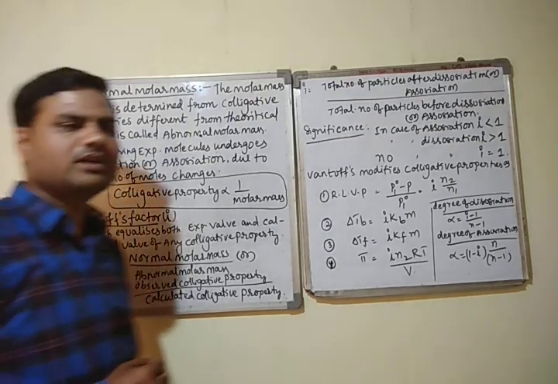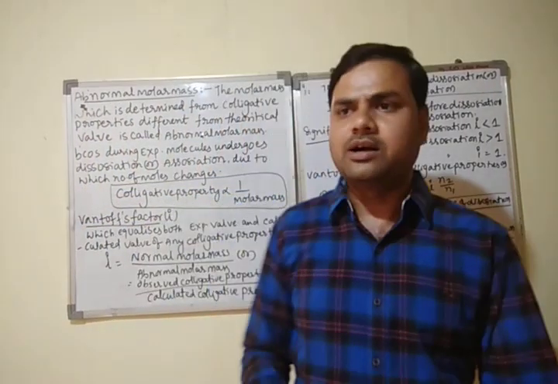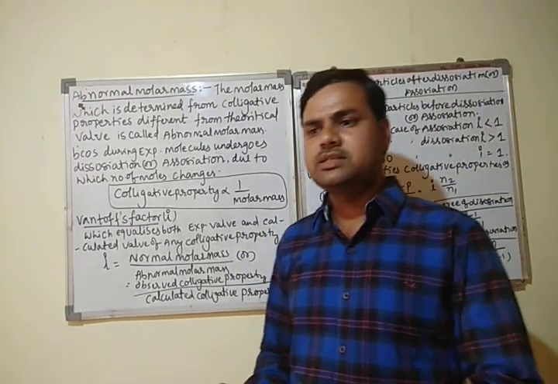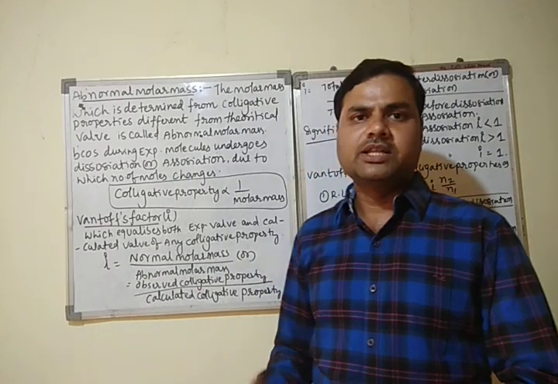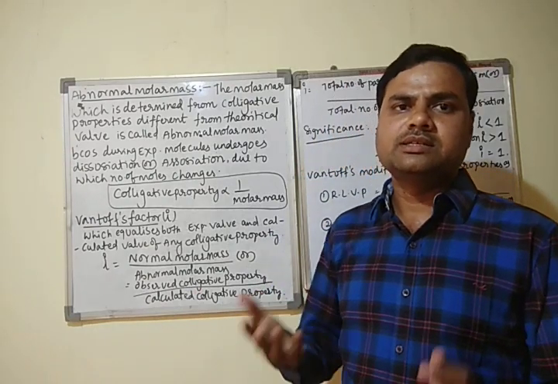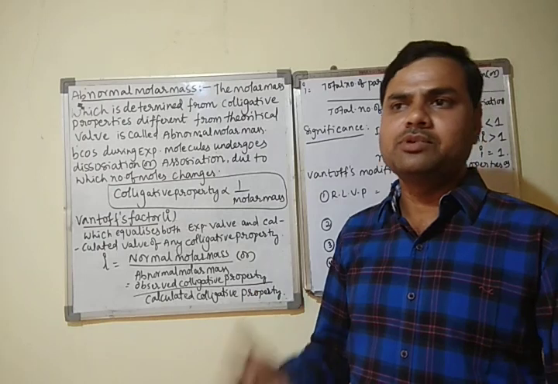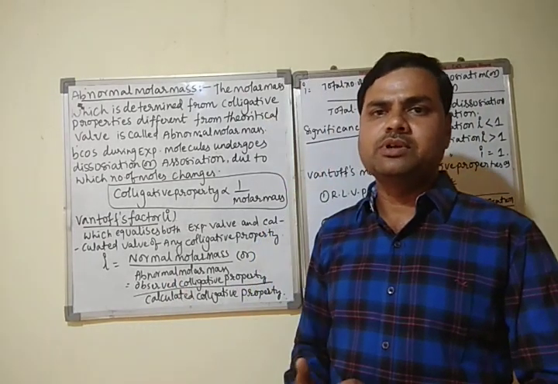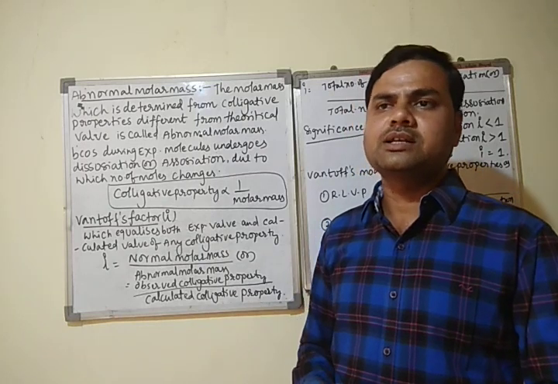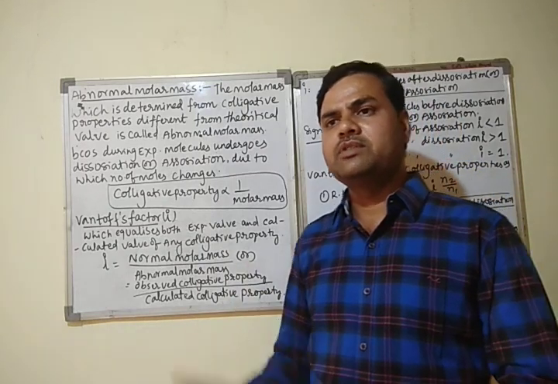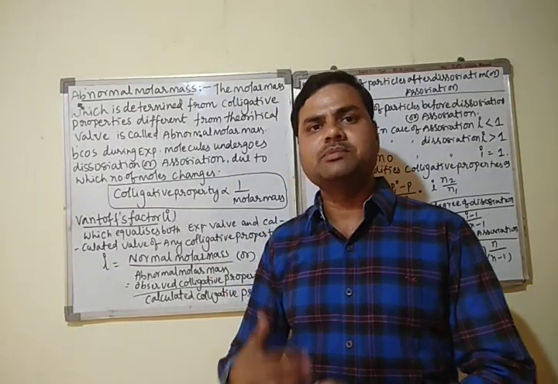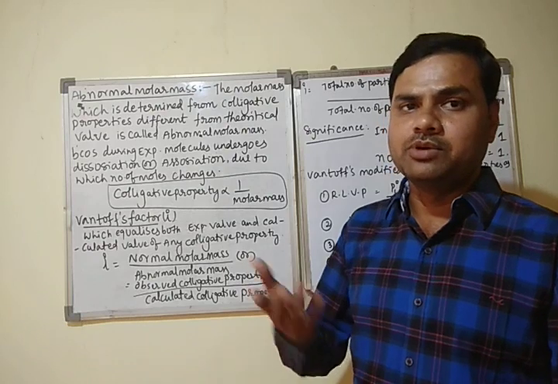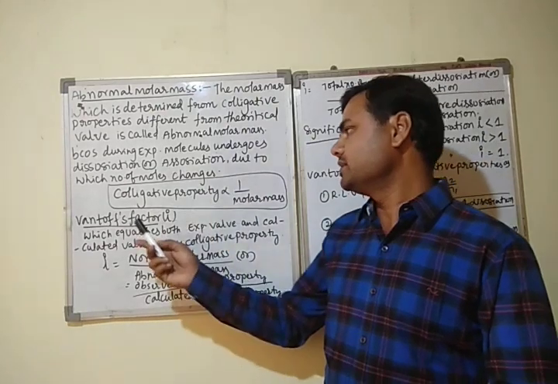When the molecules are involved in dissociation or association, automatically the number of molecules will change. When the number of molecules changes, the number of moles changes. When the number of moles changes, the molar mass changes. Why? Because number of moles n is equal to weight by molecular weight. Therefore, when the number of moles changes during association or dissociation, the number of molecules will decrease or increase, the number of moles changes, and the molar mass definitely changes.